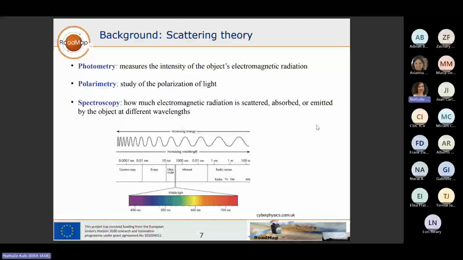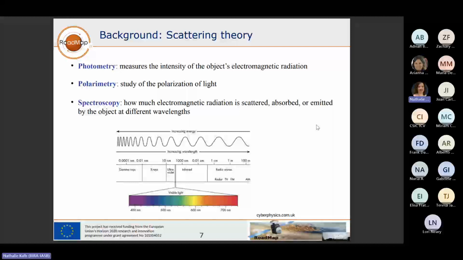Okay, so first just the basic concept. What we are using in astronomy usually, what we are measuring. Photometry measures the intensity of the object's electromagnetic radiation. We are looking at also polarimetry, the study of polarization of light, and spectroscopy. It tells how much electromagnetic radiation is scattered, absorbed, or emitted by the object at different wavelengths.